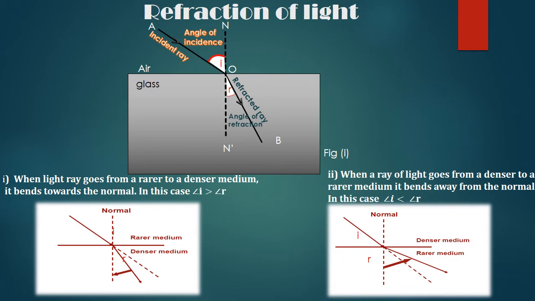So what happens when a light ray goes from a rarer medium to a denser medium? When a light ray goes from an optically rarer medium to a denser medium, it bends towards the normal. In this case, the angle of incidence is greater than the angle of refraction. When a ray of light goes from a denser to a rarer medium, it bends away from the normal. As you can see, children, the light ray bends away from the normal. In a rarer medium, the speed of light is more. So the light ray bends away from the normal, and in this case, the angle of incidence will be less than the angle of refraction. So let us clear this concept by watching the video.